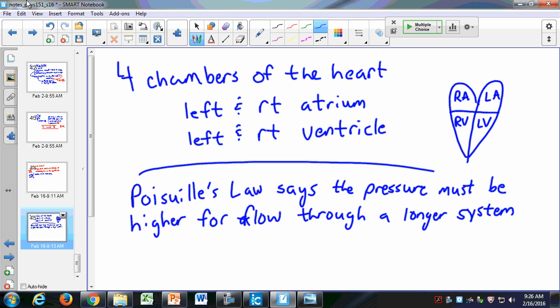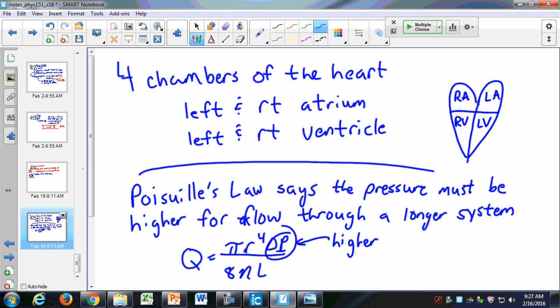Right, because remember our Poiseuille's law was that our flow rate is pi r to the fourth delta P divided by 8 eta L. So if my flow rate has to be constant throughout the entire system, if I have an increased L in some portion of it, then I also must have an increased delta P. I have to have a higher pressure differential. So which of our systems is longer, the pulmonary or the systemic circuit? The systemic circuit. So I'll have a higher pressure differential in that systemic circuit, because it's just longer. So delta P is higher in the systemic circuit.